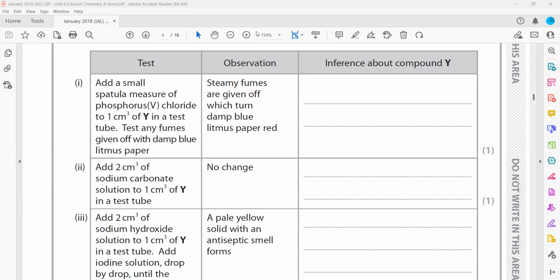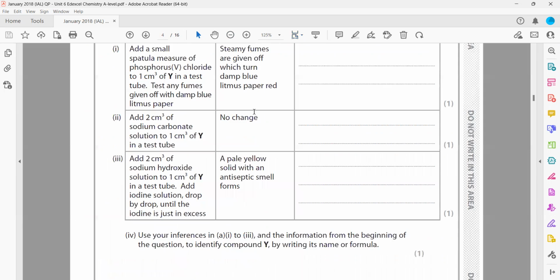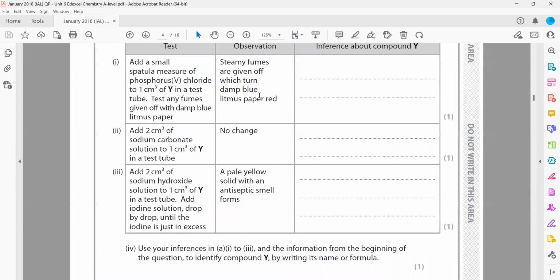So first, we add a small spatula measure of phosphorus pentachloride. Phosphorus pentachloride is a test for OH, and it will give a positive result with both carboxylic acid and alcohol. Steamy fumes are given off which turn damp blue litmus red. These steamy fumes are hydrogen chloride gas.